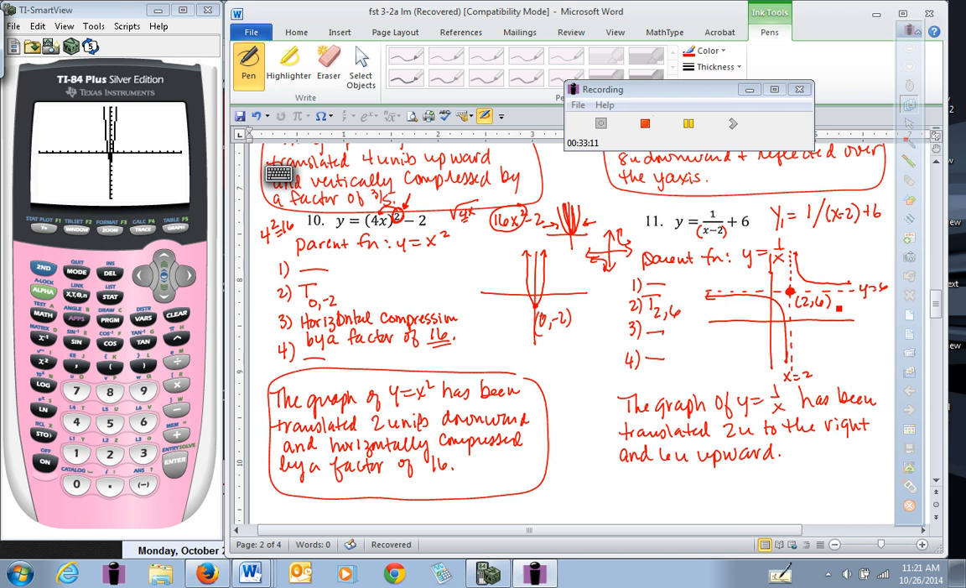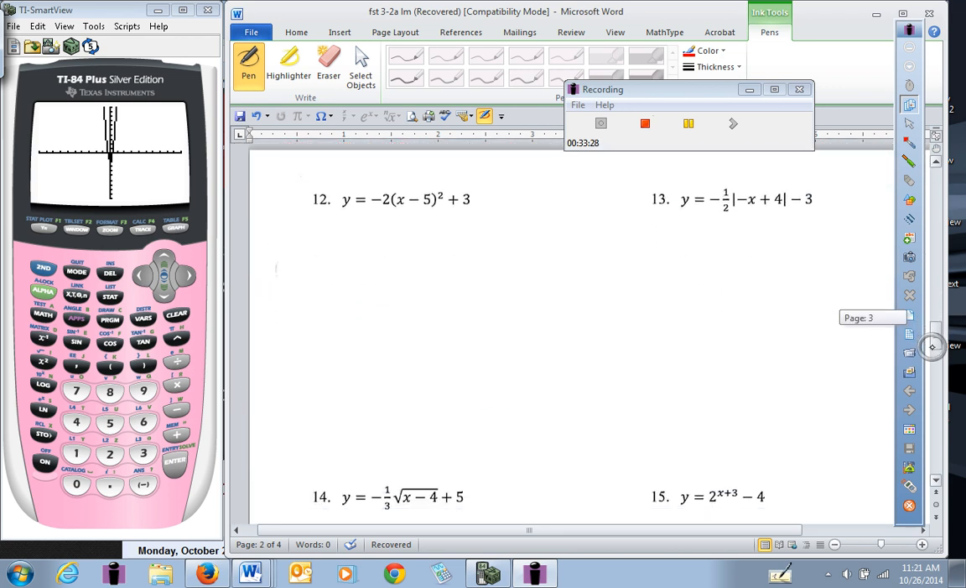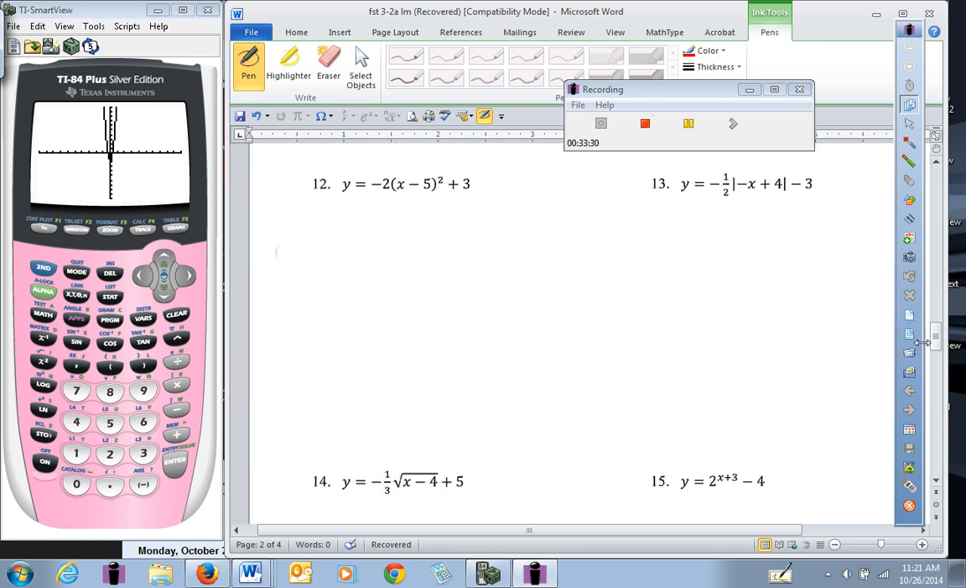Okay, so same as last year, but also a little bit different. Would you agree? Same but different in that we have a lot more functions that we're looking at, and we also are working a lot more with the horizontal shift. Okay, I'm going to have you pause the video and do 12 and 13 by yourself. And then when you're done doing those two, I want you to put the video back on, and then we'll see if you have the same thing I have.